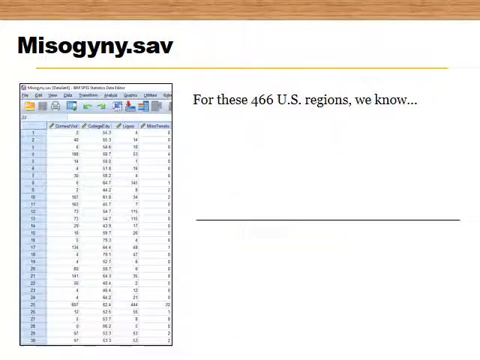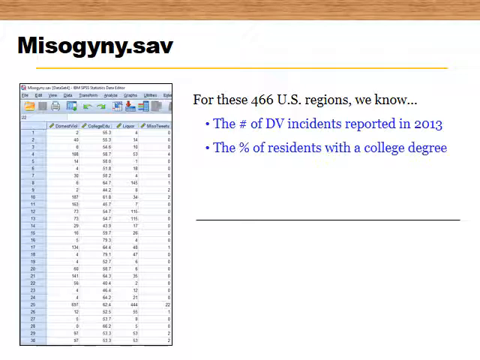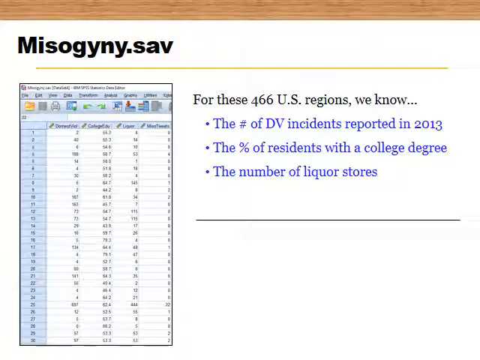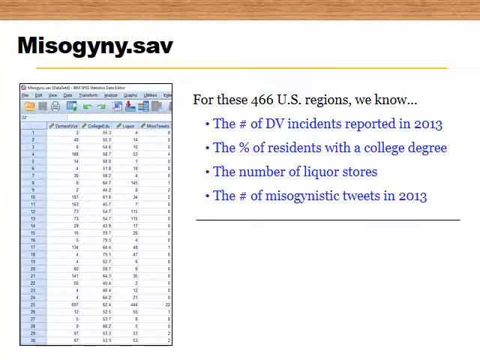So for this practice problem, you would use the data file called misogyny.sav. There were 466 regions of the United States that the researchers coded. And for each of those regions, we know 3 things. We know the number of domestic violence incidents that were reported in the year 2013. We know the percentage of residents in that region who held a college degree in 2013. We know the number of liquor stores that were approved for off-site liquor consumption in 2013. And we also know the number of misogynistic tweets that were sent from that region in 2013.